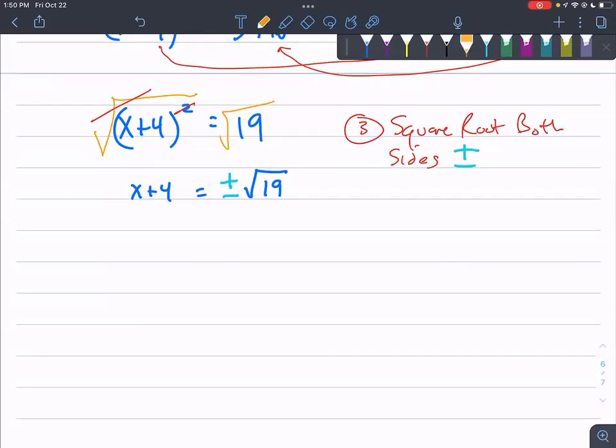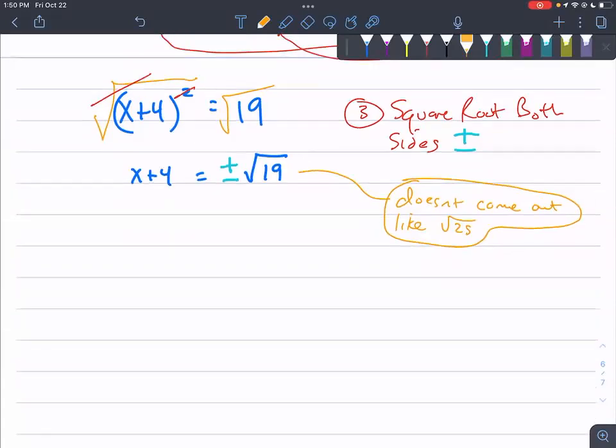And let me write that. I'll just write it like it. It doesn't come out like the square root of 25. Square root of 25 would be nice, we could just write 5. Square root of 16, we could just write 4. Square root of 100, we could just write 10. Square root of 19, some long decimal answer.